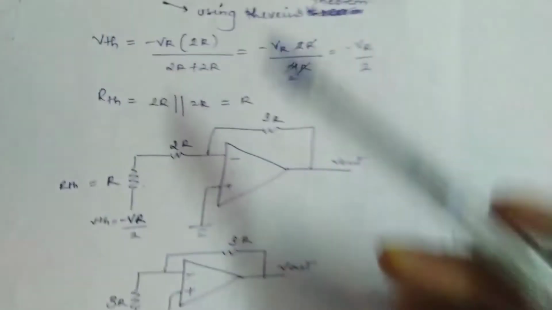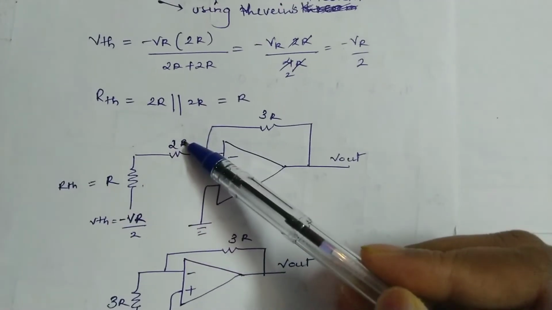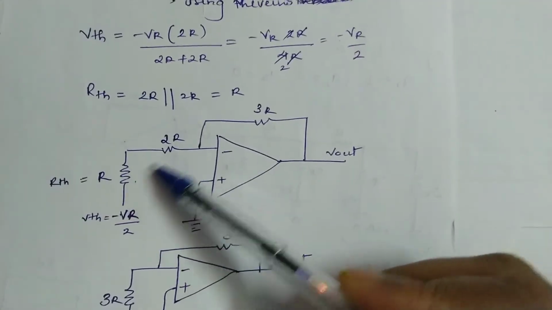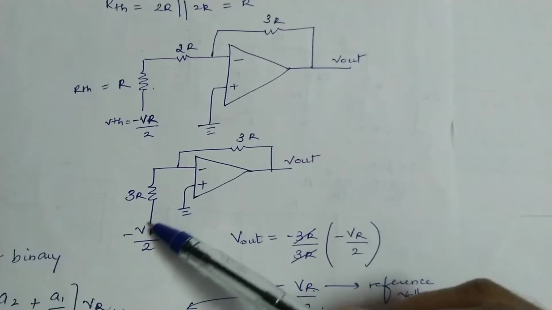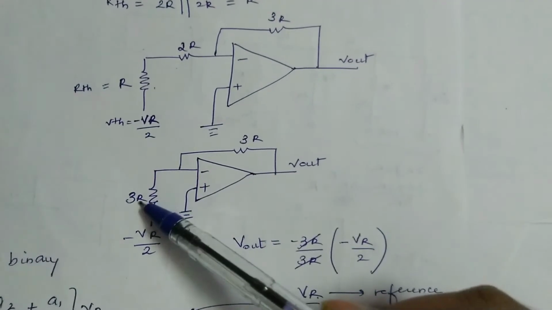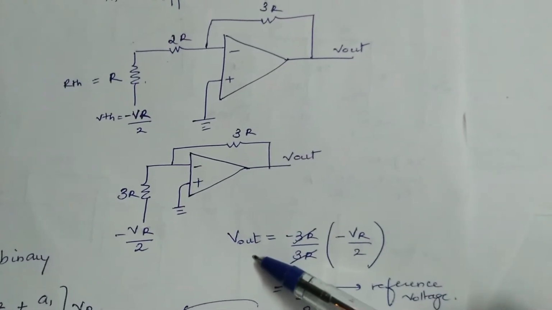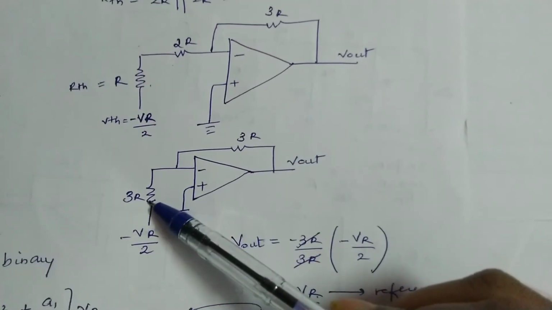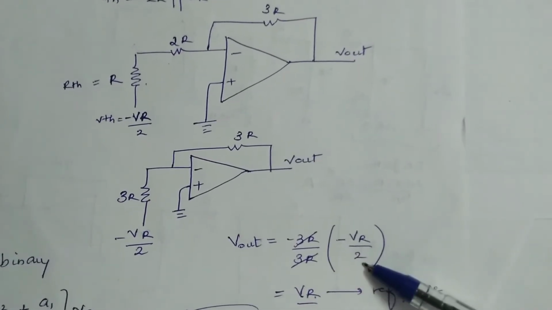So you write your Thevenin circuit, that is VTH is minus VR by 2 and R, 2R given to the input of the op-amp. Now this R and this 2R are in series, so the combination will be minus VR by 2 given to 3R, and the input resistance will be 3R now. So now you can apply your inverting formula. What will be V out? V out will be minus RF. What is RF? 3R. What is RI? 3R. So 3R will get cancelled into Vin, minus VR upon 2.